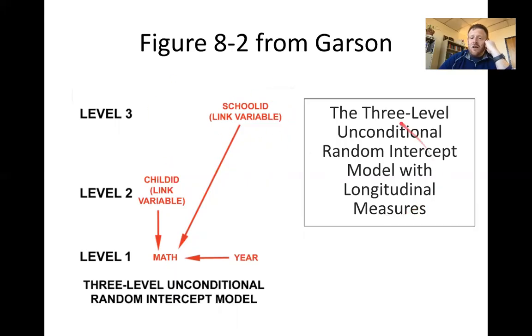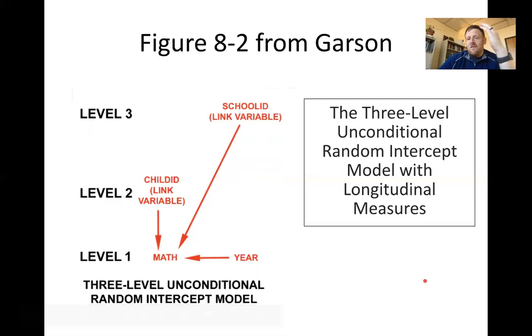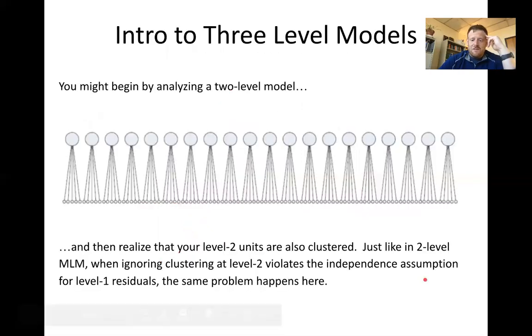So this can be thought of as a 3-level unconditional random intercept model. So 3 levels, 1, 2, 3. Unconditional meaning we don't have any other covariates. Random intercept model, meaning we are only accounting for school ID and child ID in the intercept. And then with longitudinal measures, so we have repeated measures by student. So again, that diagram might be helpful in kind of picking apart the different possibilities.